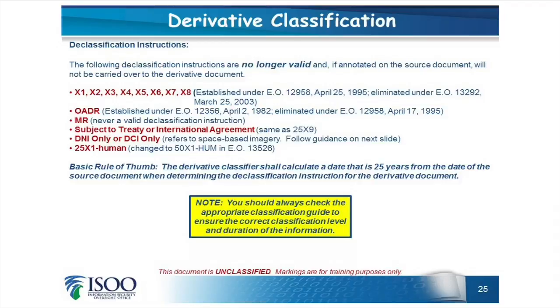If you see X1 through X8, OADR, MR, or the phrase subject to treaty or international agreement on your source document, the general rule of thumb is to calculate a date that is 25 years from the date on the source document. This will become the declassification instruction on your new document. Otherwise, ignore any MR markings. Don't carry them over, don't agonize over them, simply ignore them. However, you should always check the appropriate security classification guide to ensure you have the latest classification information.